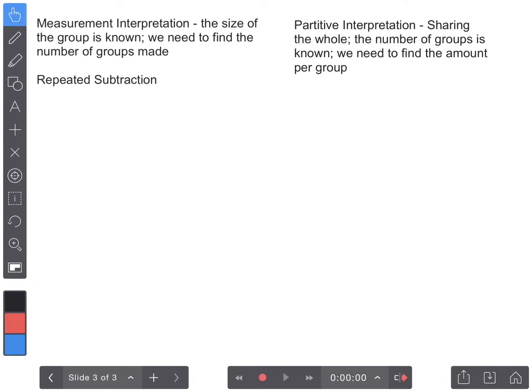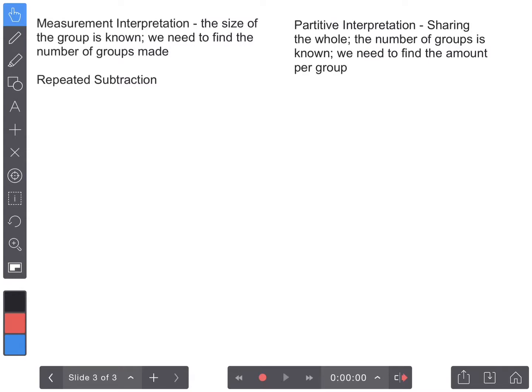So if I have 12 cookies and I need to put them into groups of 3, how many groups of 3 can I make? And you can imagine somebody gathering the cookies into piles of 3 and ending up with 4 piles. That is measurement. And this can also be achieved through repeated subtraction. So I have my 12 cookies, I take away 3. I take away 3 more, I take away 3 more, I take away the last 3. How many times did I subtract? That's how many groups I made, and it's 4.